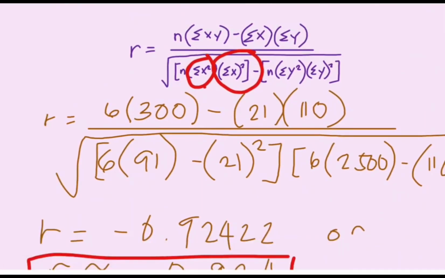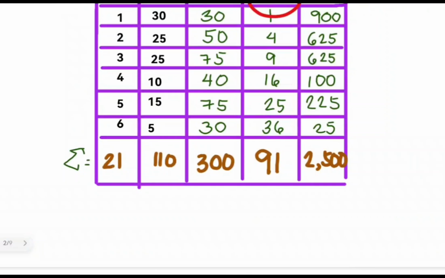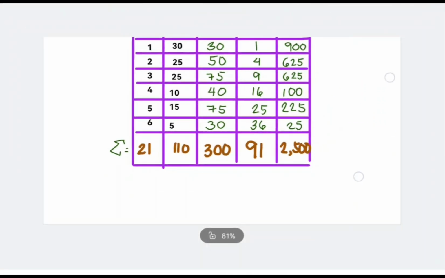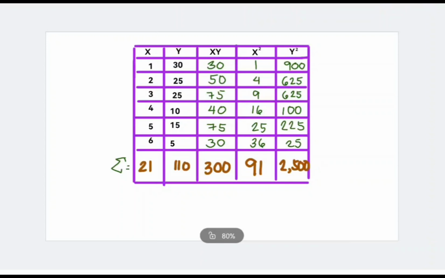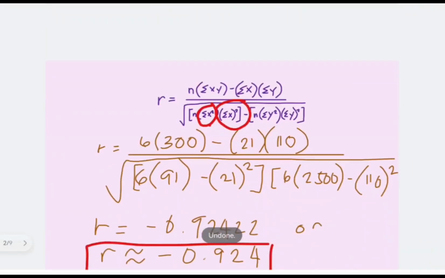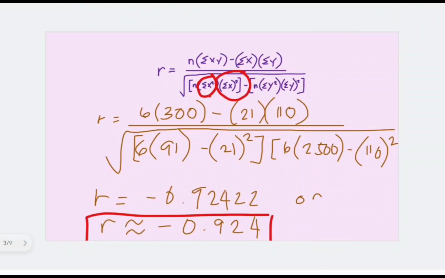Okay. Now, for the summation of X, we have 21. So we're going to put 21 here and just put squared on the outside of the parenthesis. Take note that we're going to use a calculator to easily solve this one.